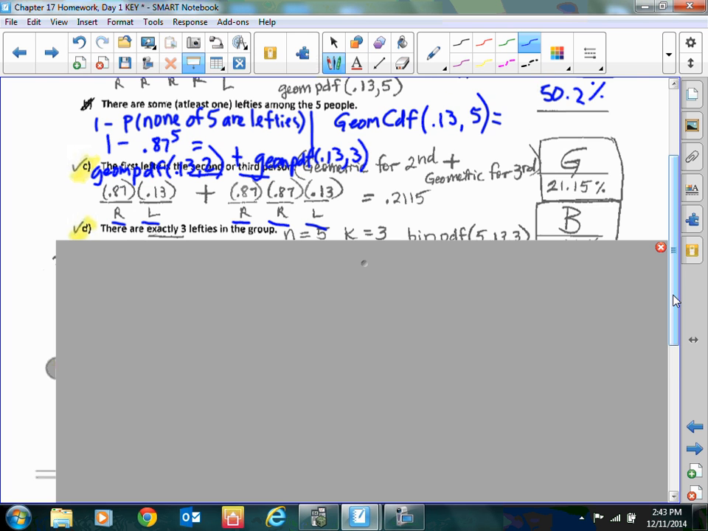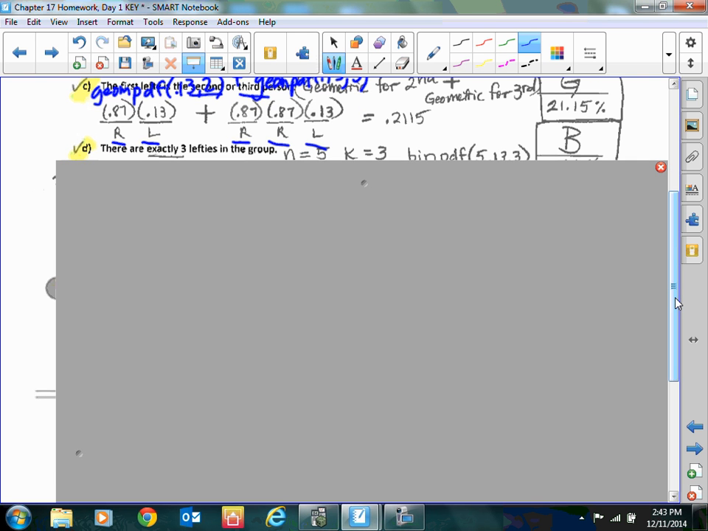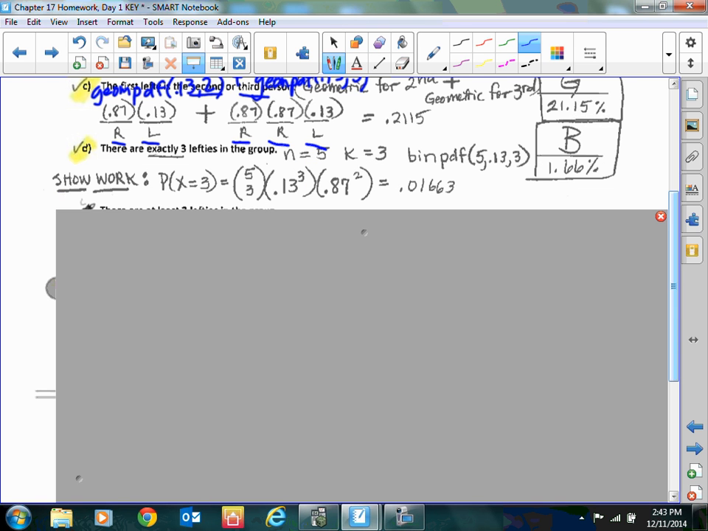Okay, C is exactly 3 lefties sprinkled somewhere throughout that. That is a binomial problem. You have to do this by showing your work. This is a necessity. You have to show 5 choose 3, 0.13, and there are 3 of the lefties, 0.87, and there are 2 of the righties, and that's 1.66%. Here is how that would go into your calculator. Okay, so that work has to be shown, and then you can plop it in your calculator to get your answer.